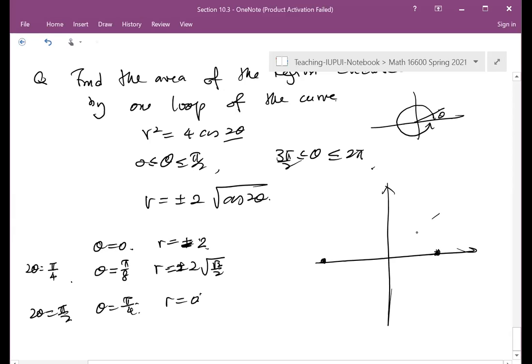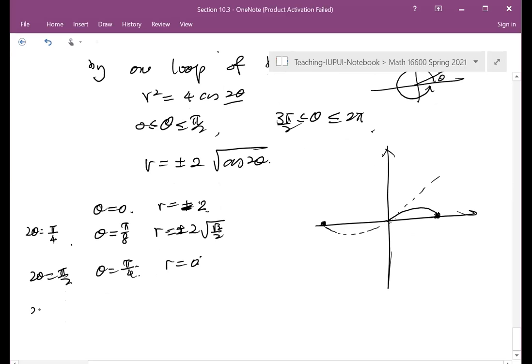This is half of the angle, pi over 4. It's decreasing to that point. And in a similar way you get the other side. You also draw this picture, because r is plus minus. Now after you pass 2 theta, then you stop. You get one of these pictures.